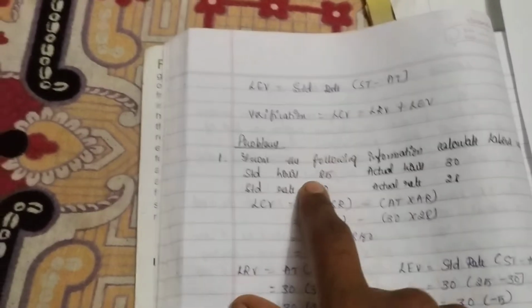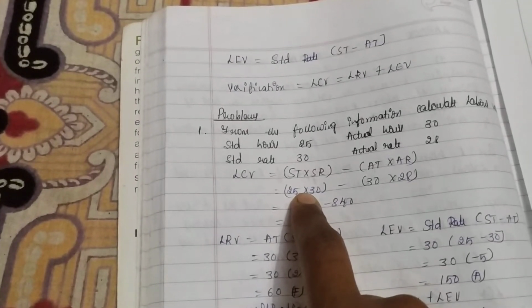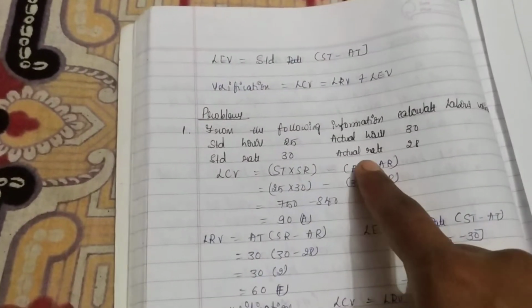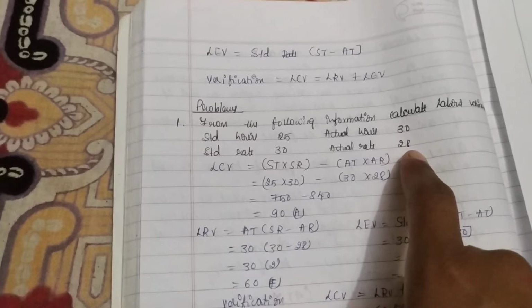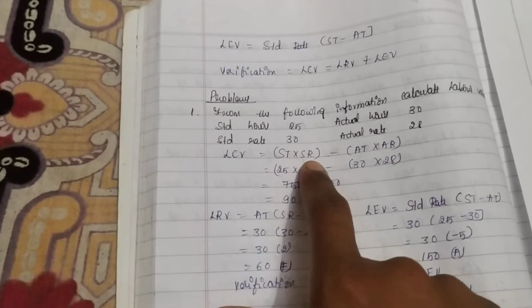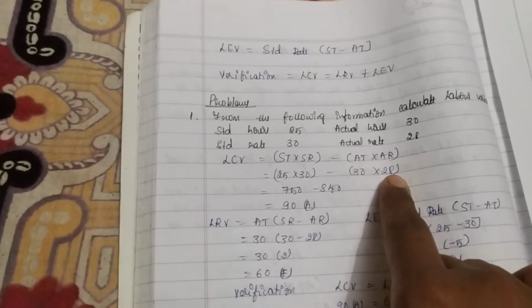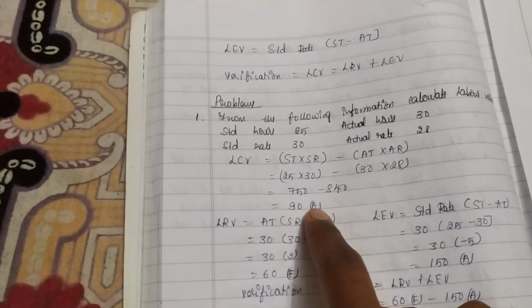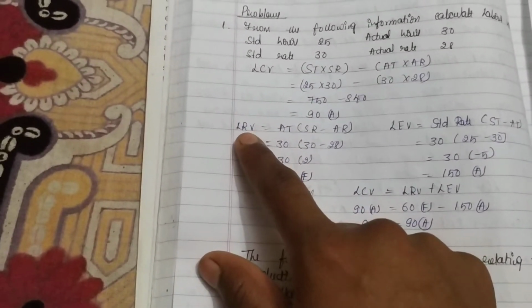The standard time given is 25 hours, into the standard rate given, 30. Next, actual hours is 30 and actual rate is 28. So standard time multiplied by the standard rate, 25 into 30, equals 750, and 30 into 28 equals 840. We get 90 adverse. Adverse is nothing but a negative value.